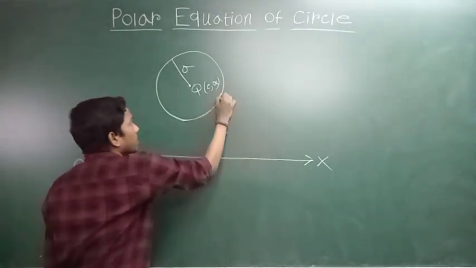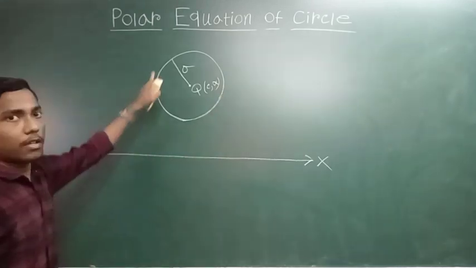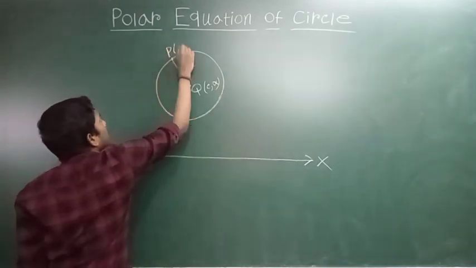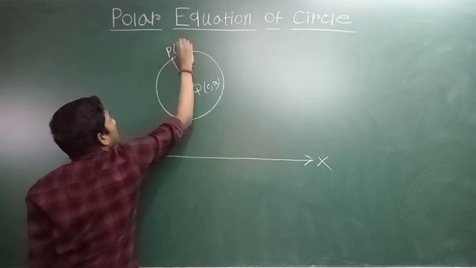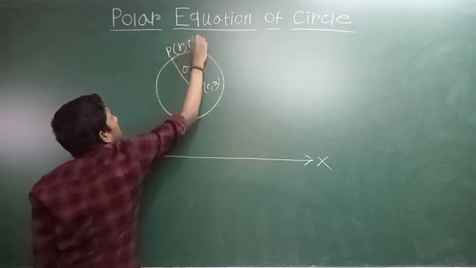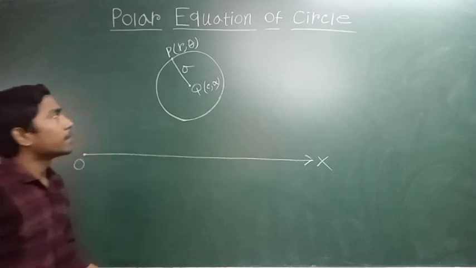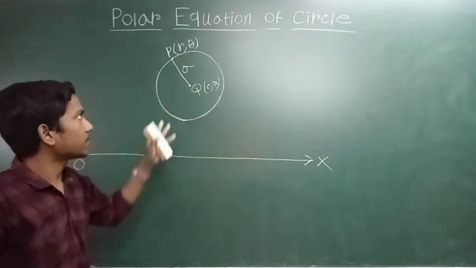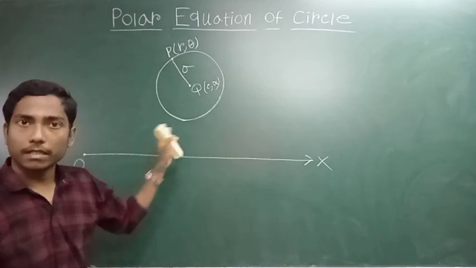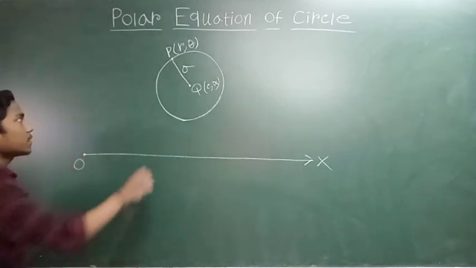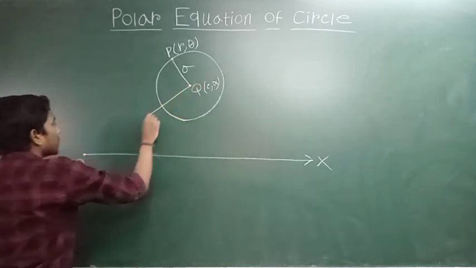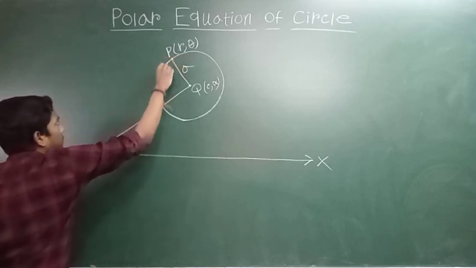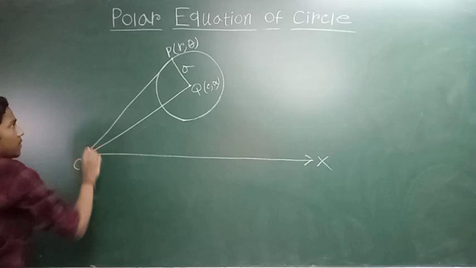Now let us take an arbitrary point on the circle. Say P (r, theta) is an arbitrary point on this circle. So this point moves along this circle. If we can find the locus of this point, we will be able to derive the equation of this circle. Now first of all, we will connect the center to the pole, and then we shall connect this arbitrary point P to the pole.